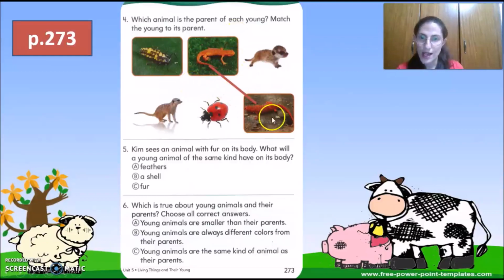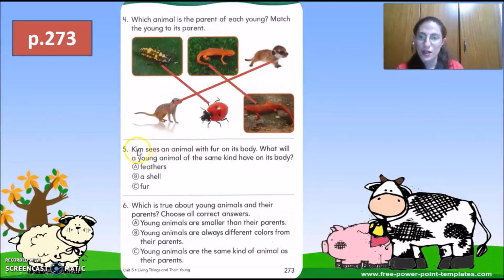So, as we said, the middle picture is the young of the parent lizard. The ladybug, or ladybird, is the parent of this young. And this prairie dog is the parent of this young prairie dog. How did we know? Because they share the same body parts and the same body coverings, but different sizes. Clear? So far so good?